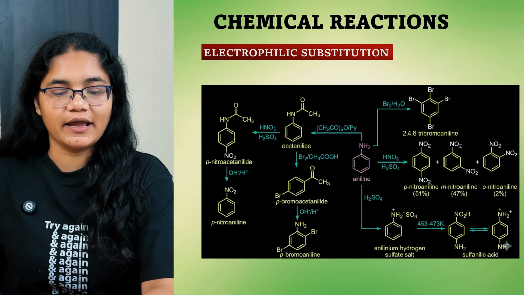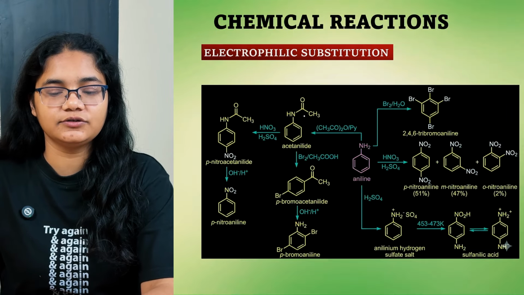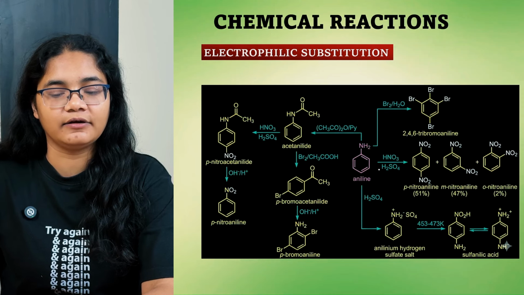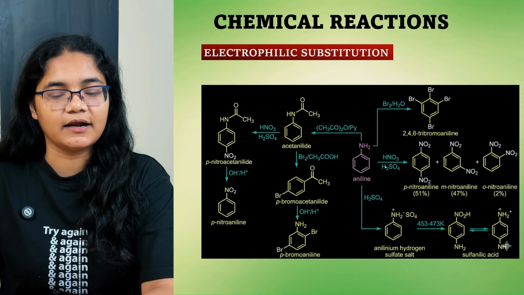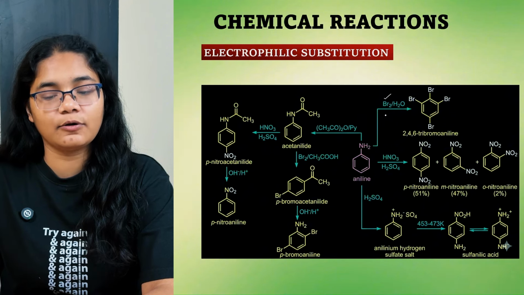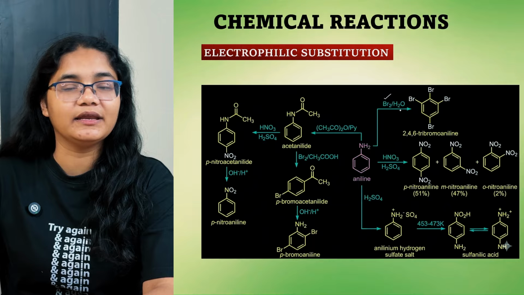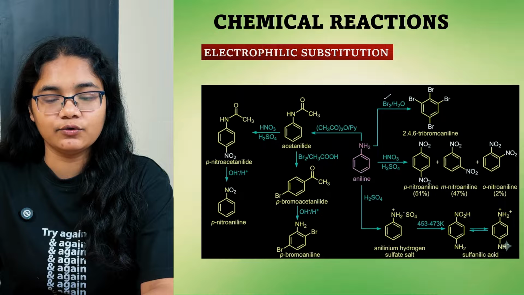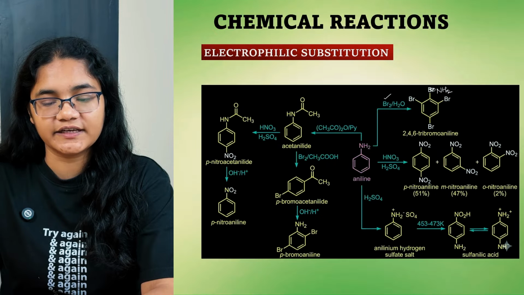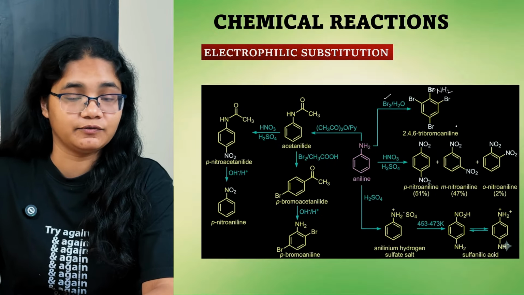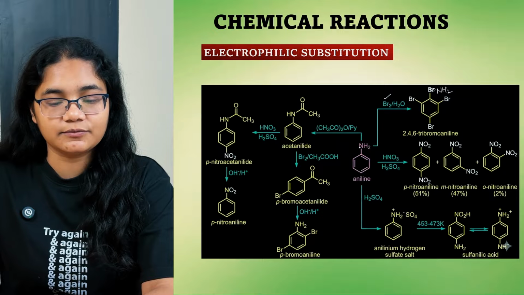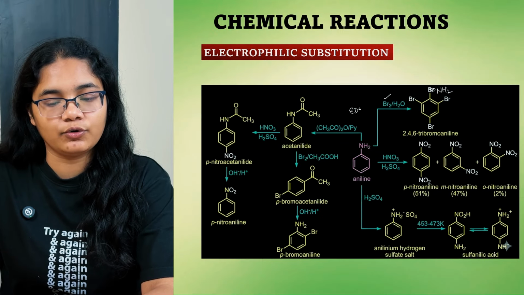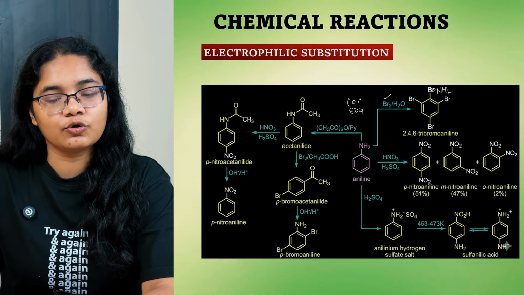Now moving to the electrophilic substitution reactions. First let's talk about halogenation. If you take aniline and treat it with bromine water, you get 2,4,6-tribromoaniline. You will not get a single product here. And always remember, NH2 is an electron donating group, so it is ortho-para directing.